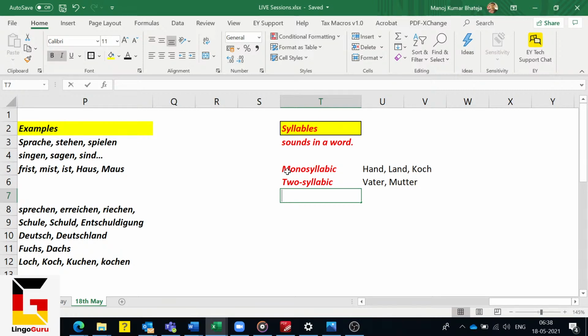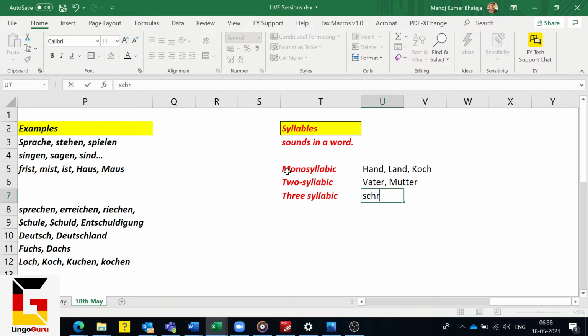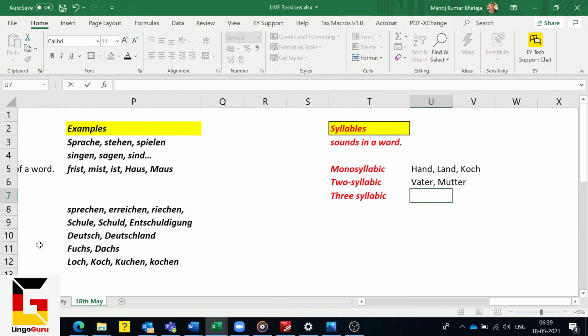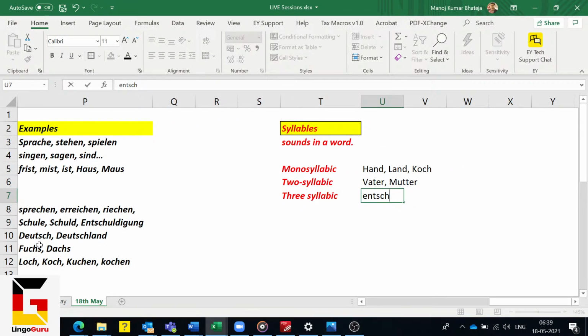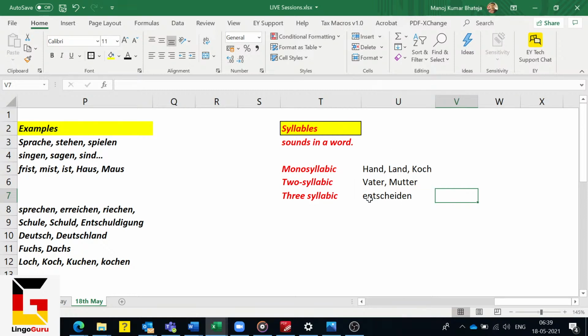We have three-syllable words. For example, how about entscheiden, which means to decide. These vocabulary words you are going to learn later on. Entscheiden, for example, this one. I have one, two, three sounds.